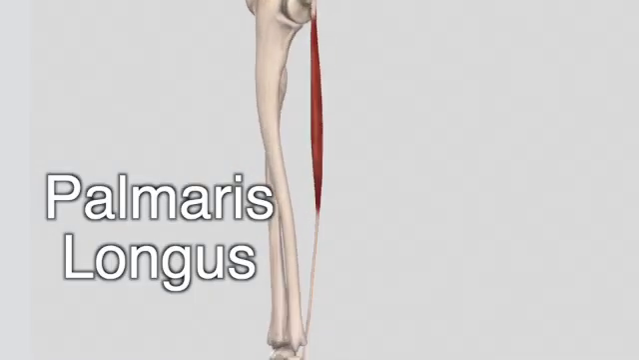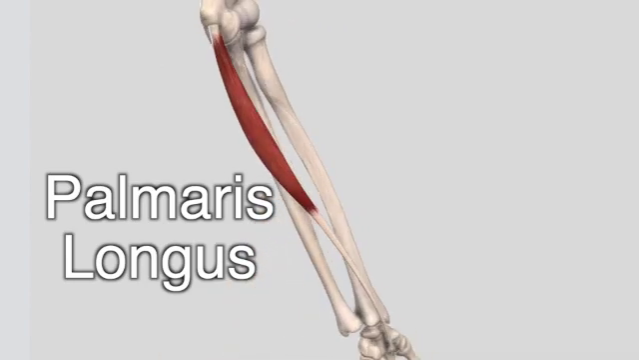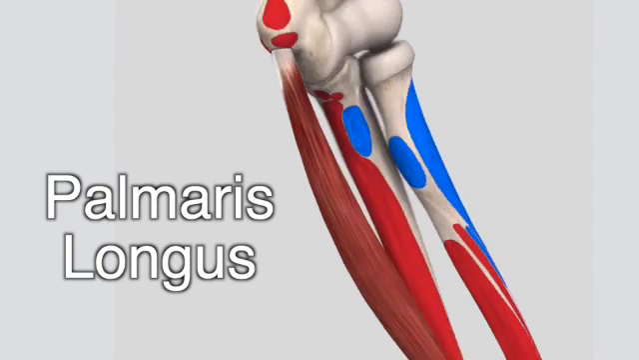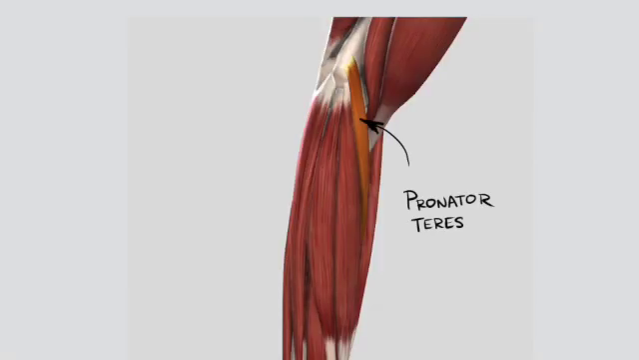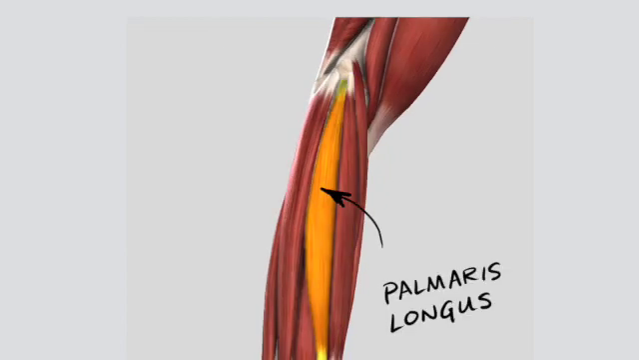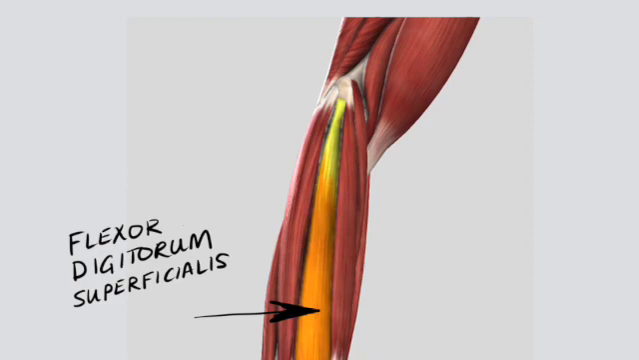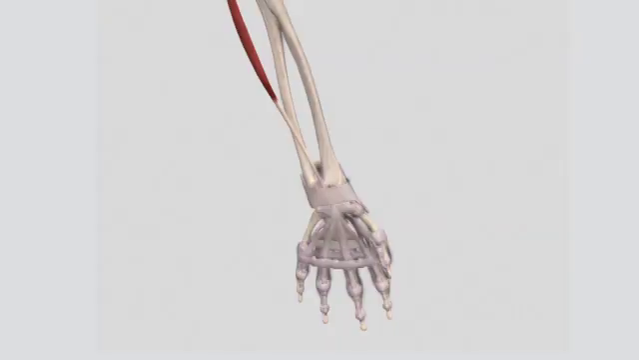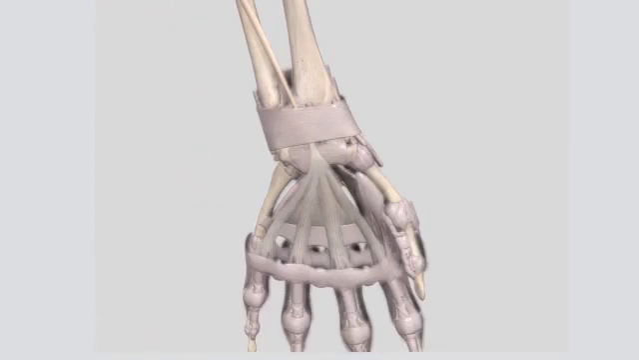Palmaris longus. The origin is at the medial epicondyle of the humerus via the common flexor tendon. To review, the common flexor tendon is the combined tendon for all 5 superficial muscles of the anterior compartment of the forearm. This includes pronator teres, flexor carpi radialis, palmaris longus, flexor carpi ulnaris, and flexor digitorum superficialis. The palmaris longus inserts onto the palmar aponeurosis and the flexor retinaculum of the hand.